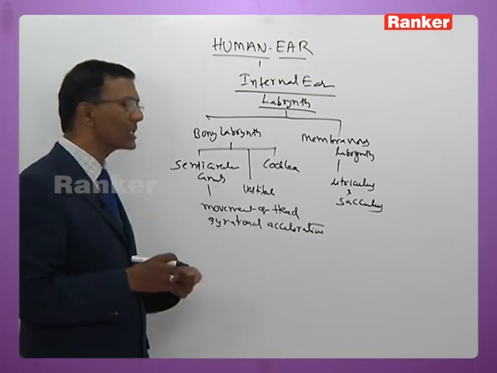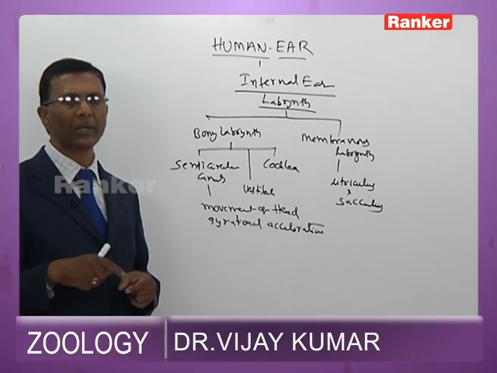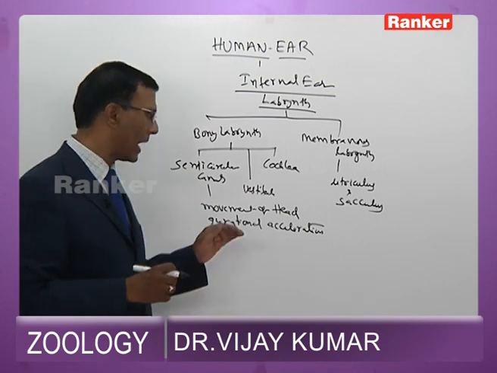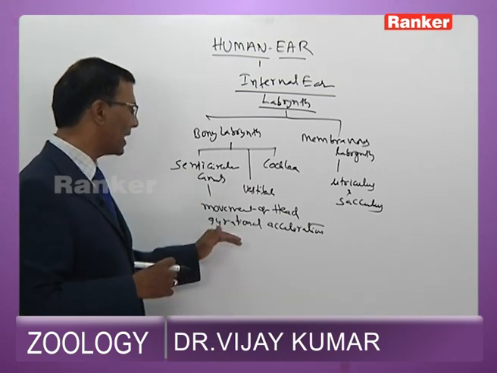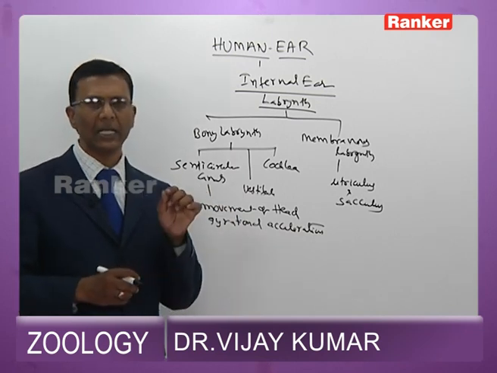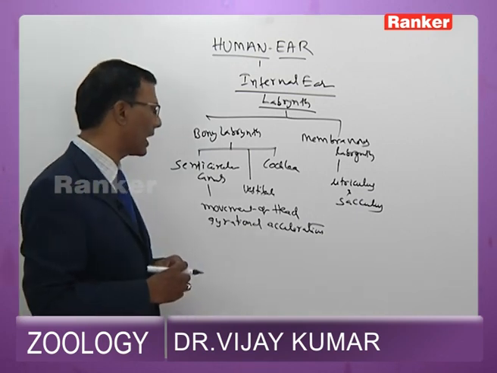At the same time, gyrational movement, when you go around a particular object, those round movements are also under the control of the semicircular canals. So gyrational acceleration and movement of the head are controlled by the cristae present within the ampulla of the semicircular canals.